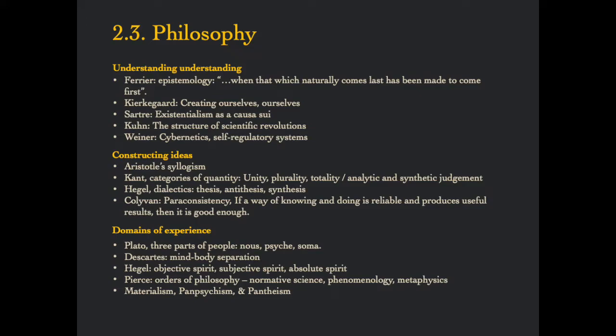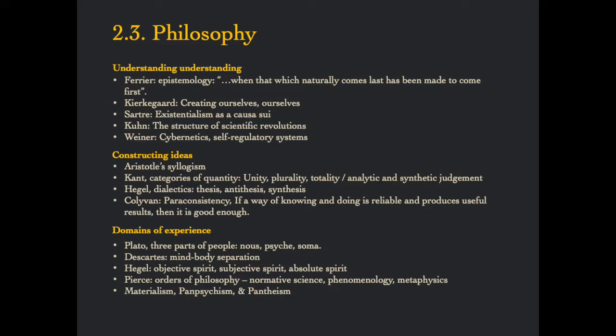And then there's domains of experience. And this has to do a lot with tessellations of computation. Plato had 3 parts of people: the nous, the psyche, and the soma, which is basically the body, the mind, and the spirit. And Descartes also talked about the mind-body separation. And Hegel had his objective spirit, subjective spirit, and absolute spirit. I would say absolute spirit is exactly synonymous with transjectivity, but it's definitely an attempt to express his characteristics.